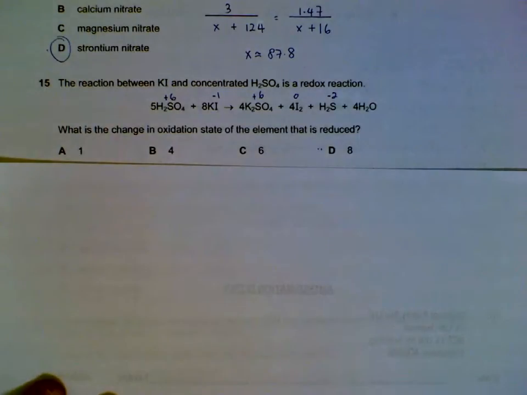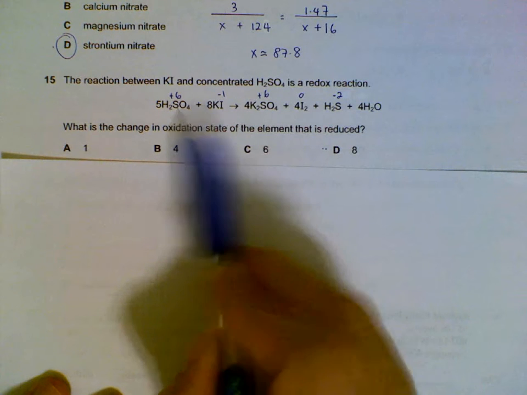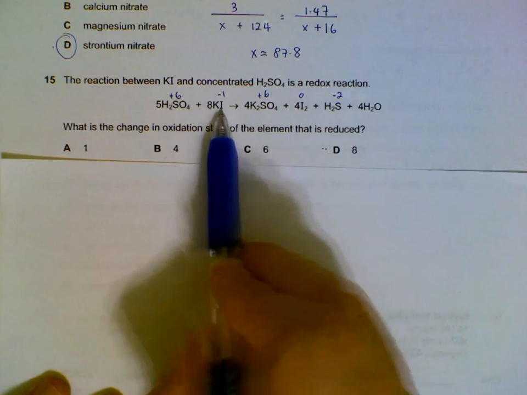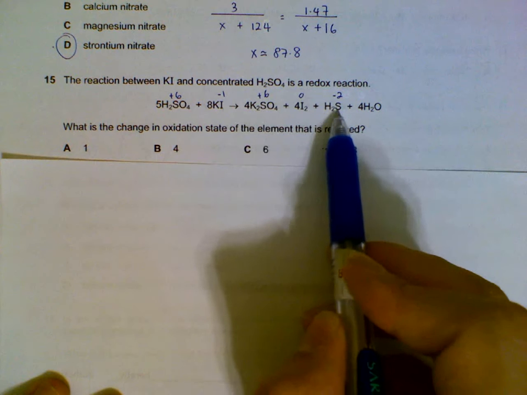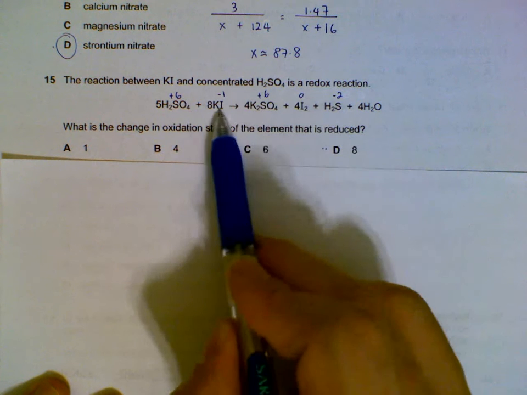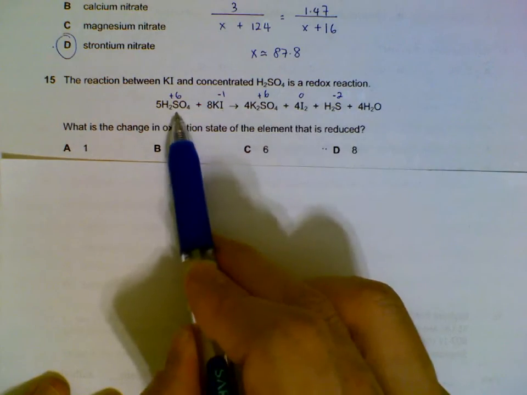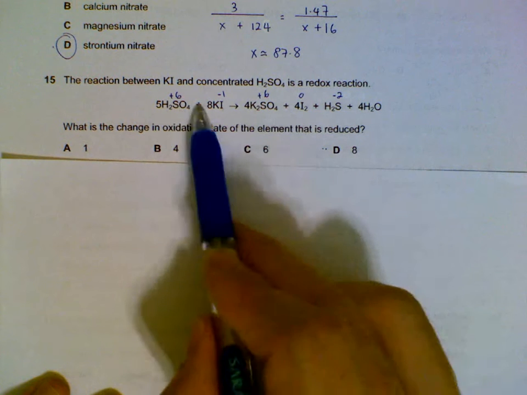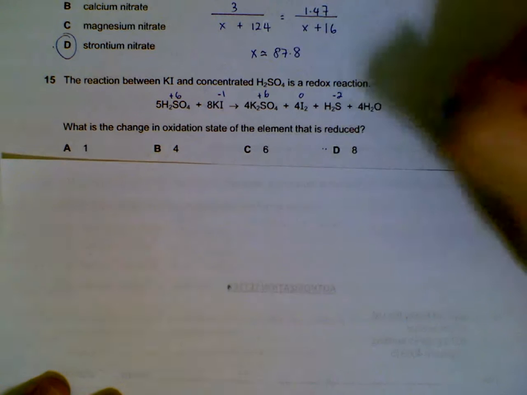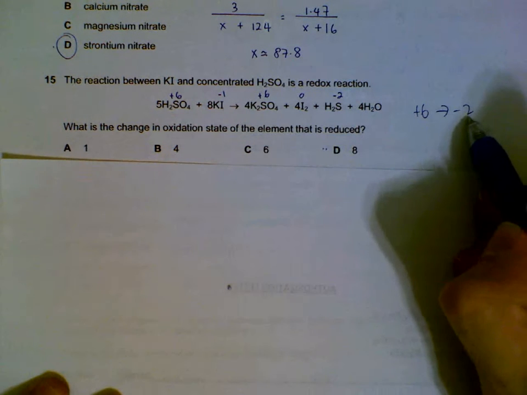15. Change in oxidation state of the element that is reduced. The elements in focus are sulfur and the iodide, so we can do a quick comparison. Sulfur plus 6 here, plus 6 at the end, and it becomes minus 2. Iodide minus 1, oxidized to 0. So it is the sulfur that we are interested in. Plus 6 to become minus 2. You have to change by 8 units.